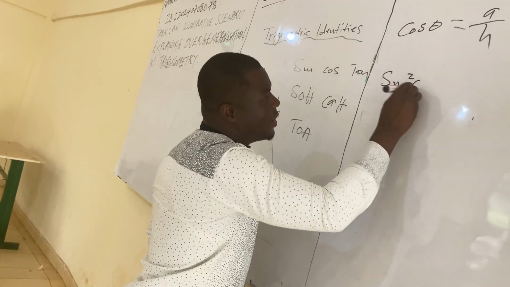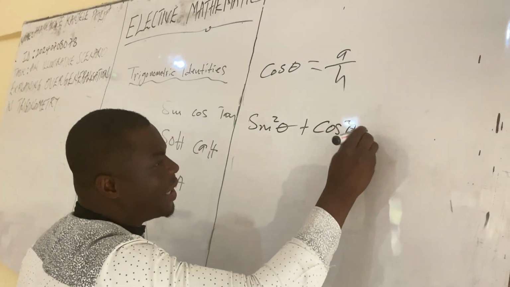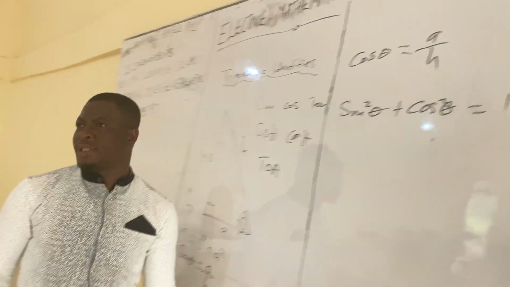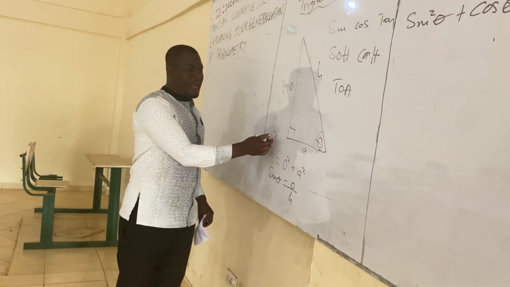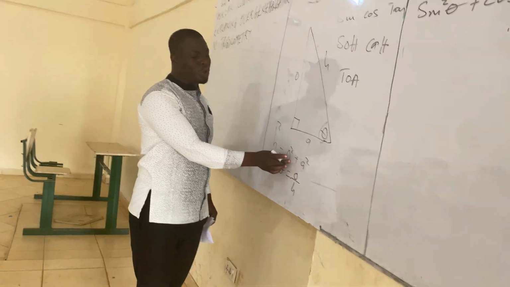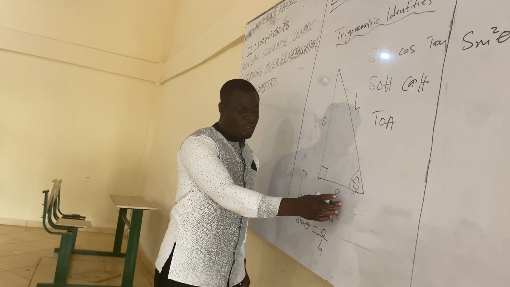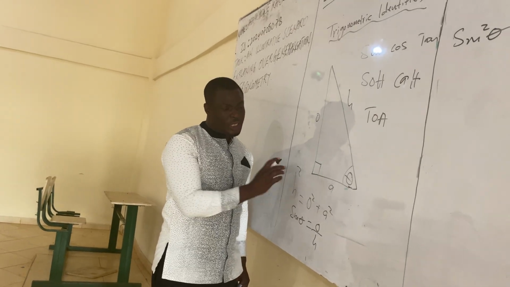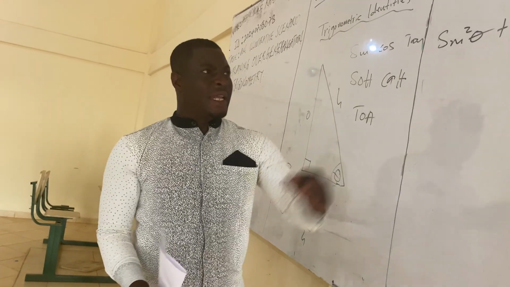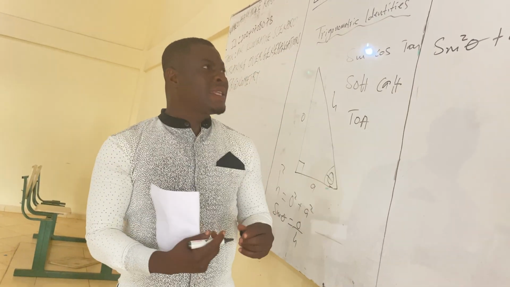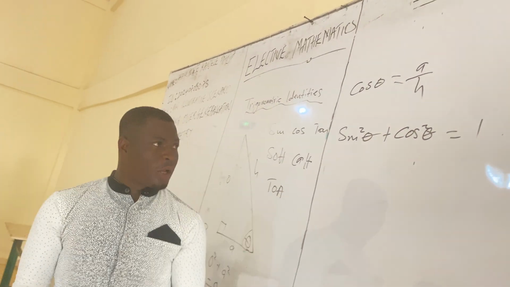So you realize that the identity that says sine squared theta plus cos squared theta is equal to 1 holds, in the sense that with Pythagoras theorem, h squared is equal to o squared plus a squared. That is, the opposite squared plus the adjacent squared will give you the hypotenuse squared. So with this, we can prove whether it is actually true that if you add sine squared theta plus cos squared theta, you will actually get 1 or not.